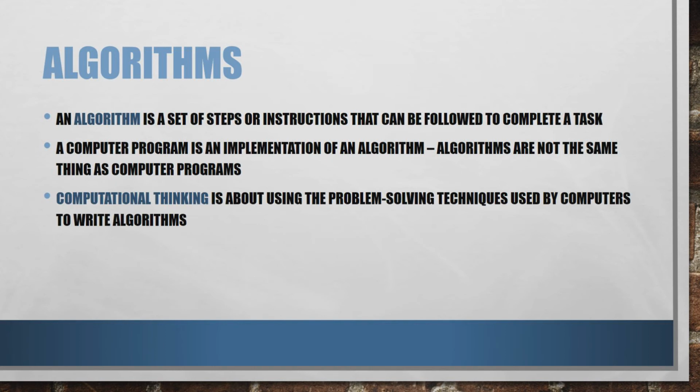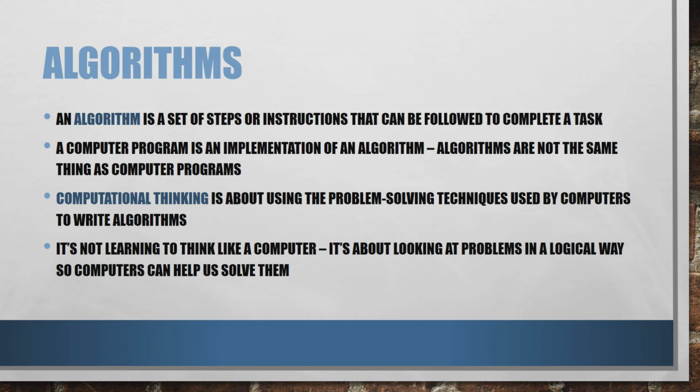And something that is mentioned throughout the specification for this course is a concept known as computational thinking. Now, computational thinking is about using a certain set of problem-solving techniques, similar to the ones that are used by computers, to write algorithms in order to solve problems. It's not about thinking like a computer. We don't need to learn to think the way computers do. Ultimately, computers don't think, so there is no way to learn to think the same way computers do.